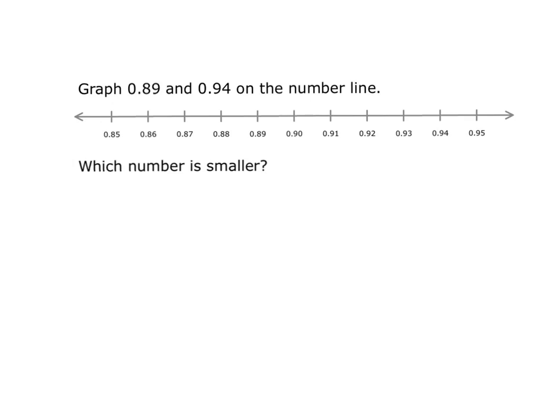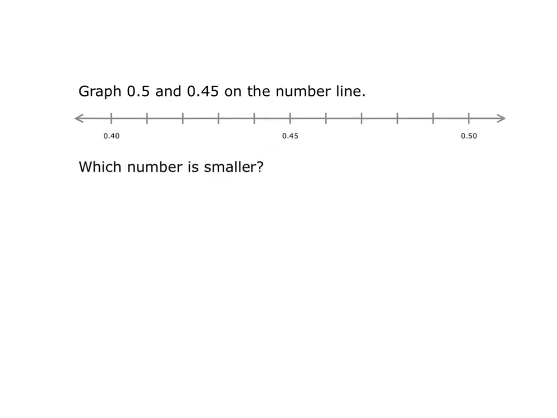Again, in this example, we have hundredths. So we're first going to graph 0.89 and then 0.94, and we're going to see which number is smaller. So, graphing 0.89, 0.94, and as you can see, 0.89 is further to the left, making it the smaller number.